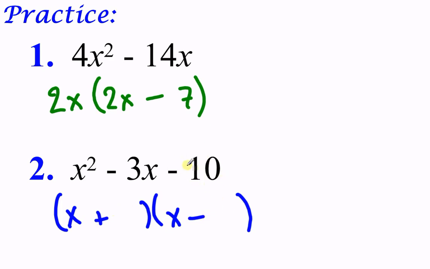And to make a 10, my only combos are either 1 with 10 or 2 with 5. In terms of multiples, 2 and 5 is going to be what gets me a difference of 3. So minus 5 and plus 2. So again, look for the different ideas here.